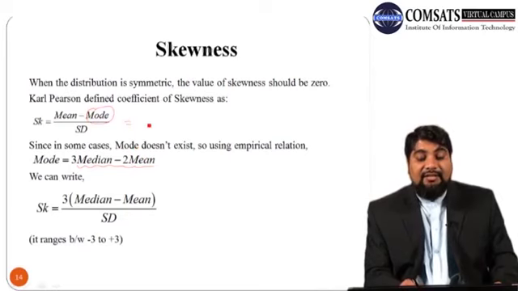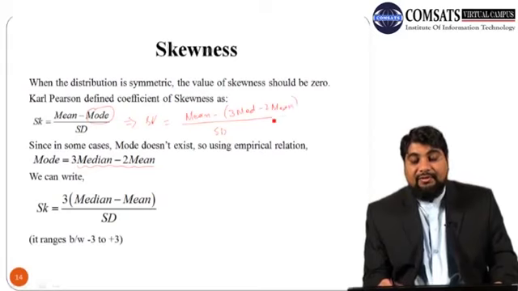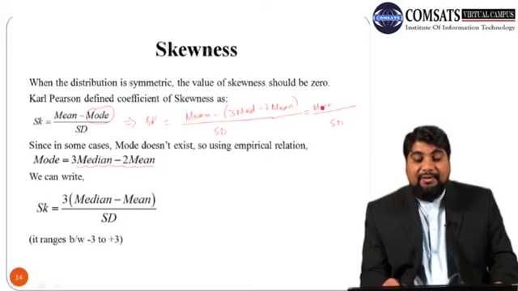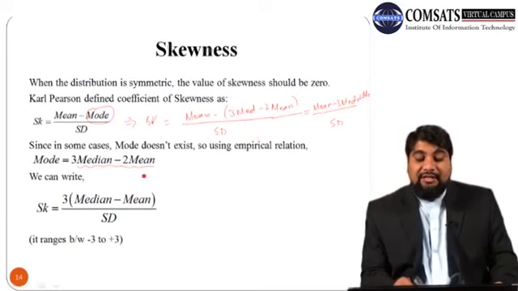So we can write skewness as: this SD as it is, here we have mean minus, instead of mode, replace this formula, so we have 3 times median minus 2 times mean. Just open the parenthesis, so you can see that we have this SD as it is, this mean as it is, this minus 3 times median, and this minus into minus plus 2 times mean. So 1 times mean plus 2 times mean, we get 3 times mean.